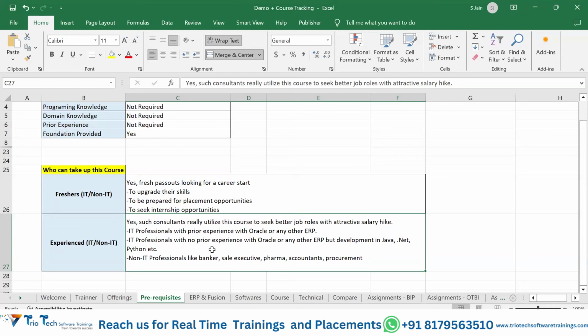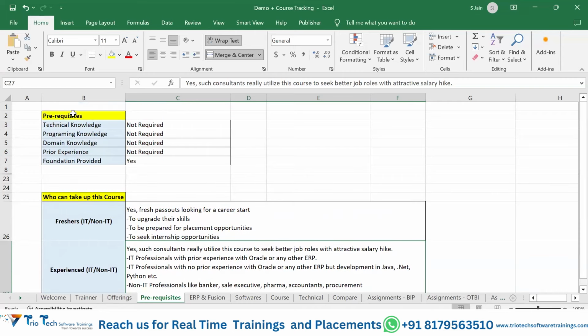Guys, whatever experience you are holding is not going to be wasted. We will guide you on how your experience can be correlated, and how you will articulate your existing experience with the core concepts of Fusion or Oracle as a core technology. You will count your previous experience and build a strong profile to sell yourself as a Fusion technical consultant.